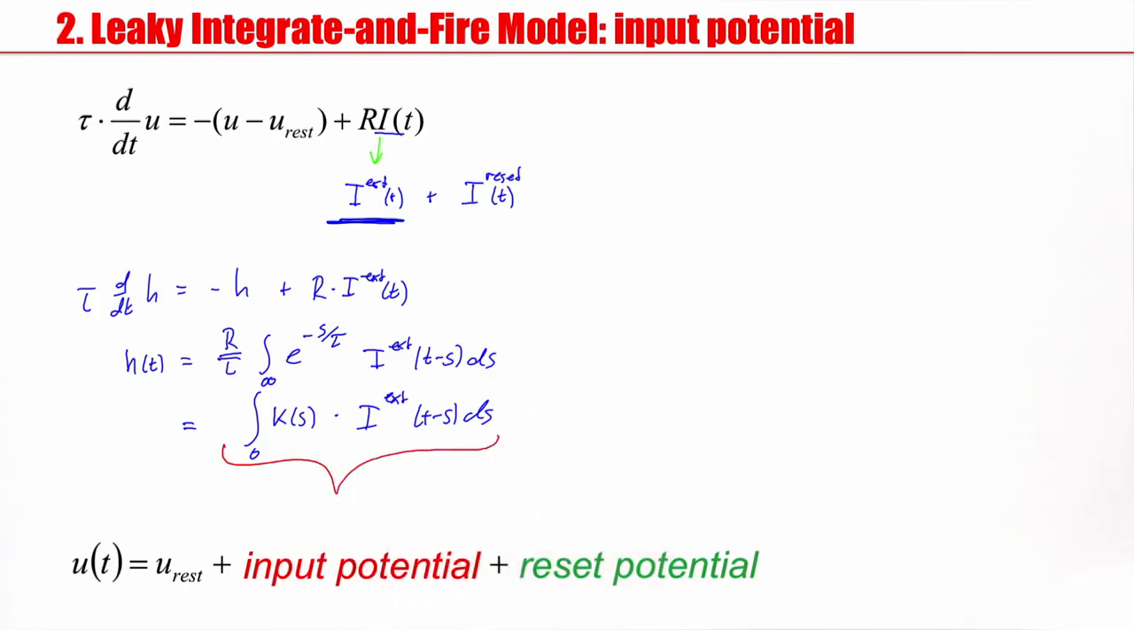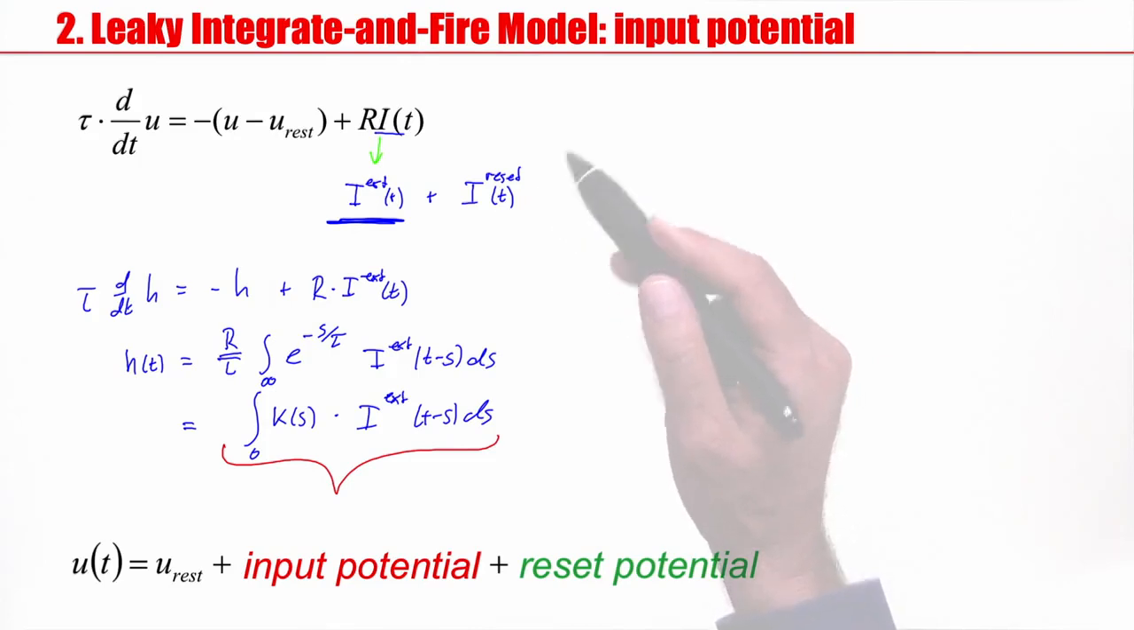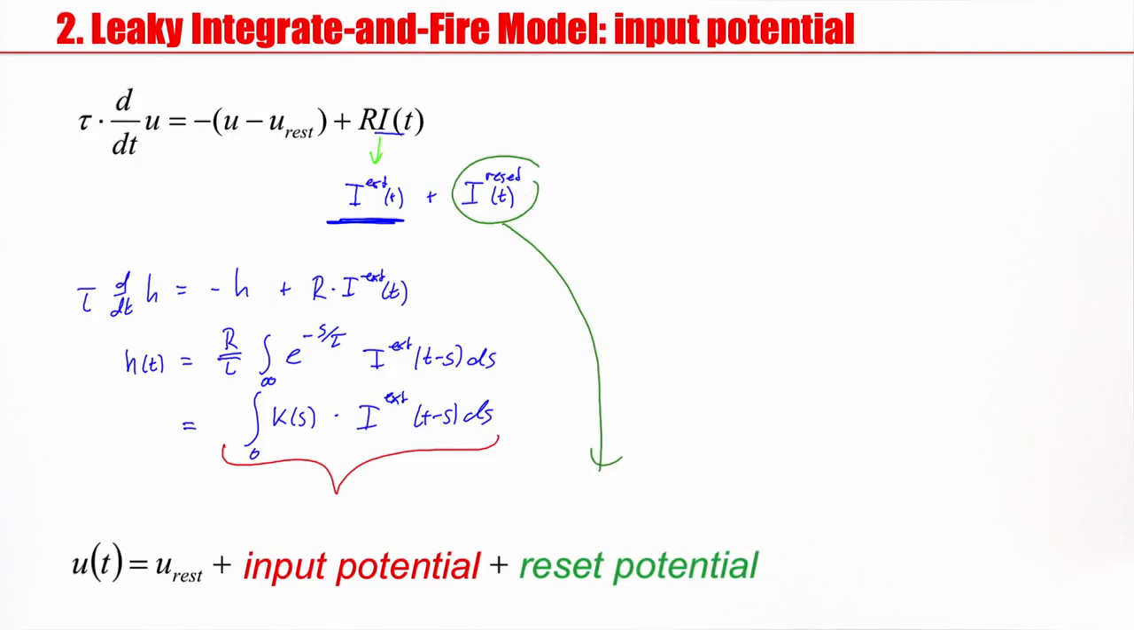Now, I don't know the exact reset currents, but if I knew the reset currents, then I could redo the same calculation and arrive at the reset potential, and then I add the resting potential from up here, and I'm done. Because it's a linear differential equation, I can add up the solutions. So the total membrane potential is the input potential, which I'll call h of t, plus the reset potential, plus the rest.